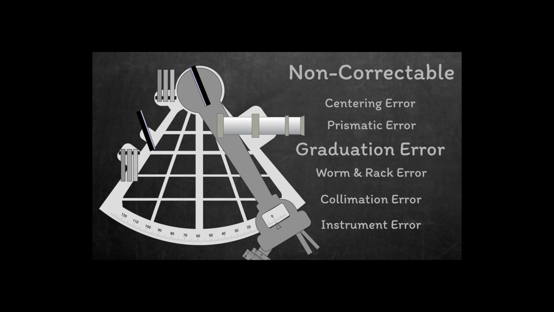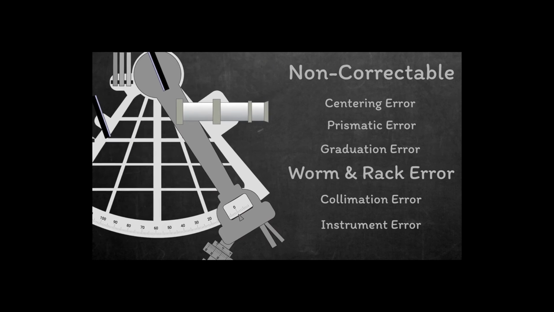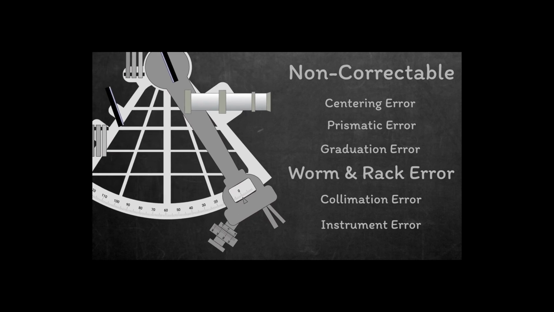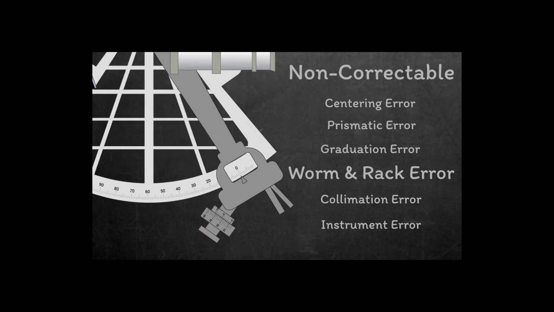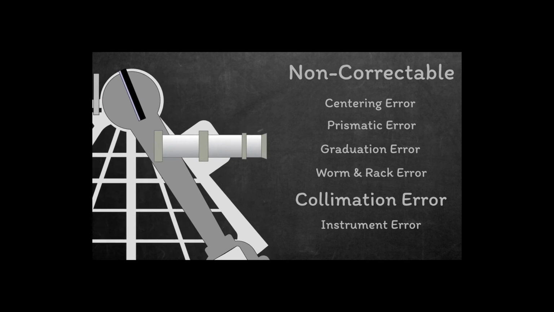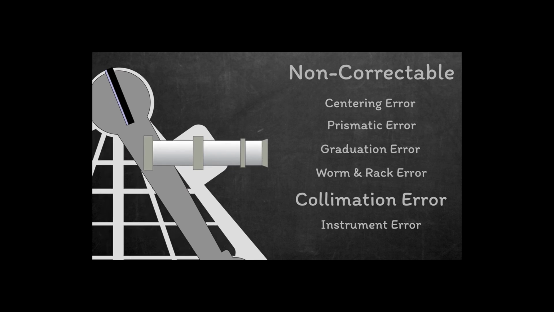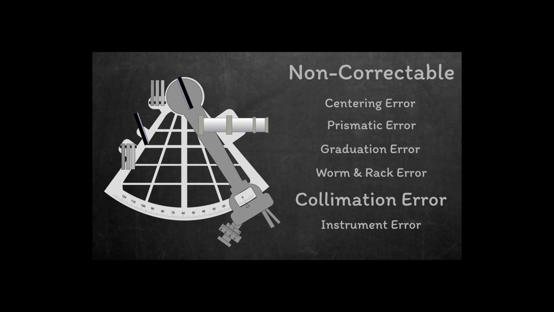Graduation error is to do with inaccuracies in the graduations of the scale, the vernier, or the micrometer drum. Worm and rack is effectively the wearing of the cogs that control the fine movement of the index arm. And collimation error, this is that one that was correctable on older sextants. It's caused when the axis of the telescope is not perfectly perpendicular to the plane of the instrument. Nowadays the telescope is normally rigidly fixed to the frame, so it's not actually possible to correct.